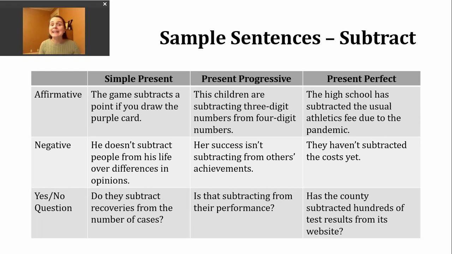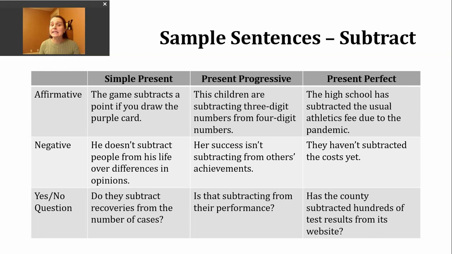Now let's look at a negative sentence. To make negative in the simple present, we're going to use do not plus the base verb or does not plus the base verb. Here is an example. He doesn't subtract people from his life over differences in opinions. So here we're going back to that idea of removing.